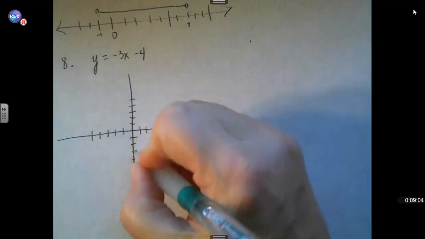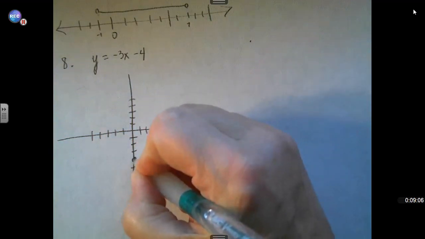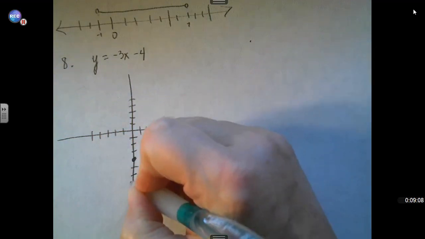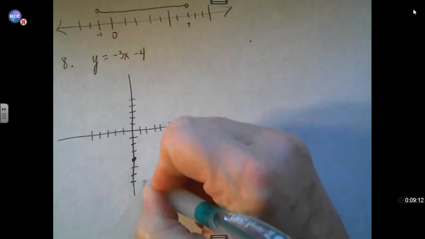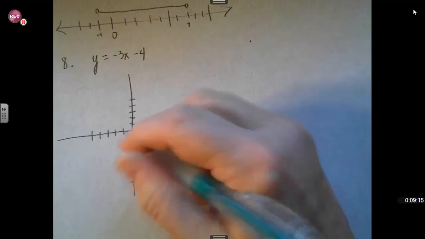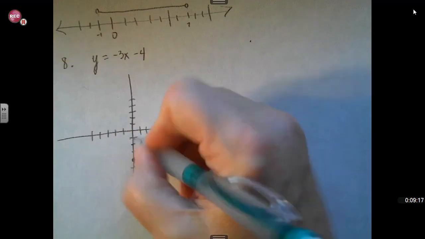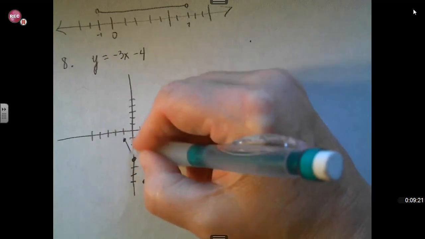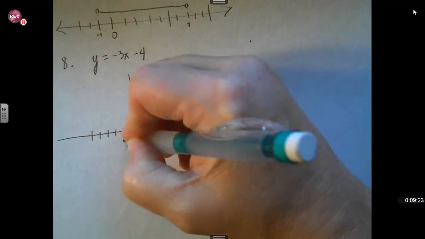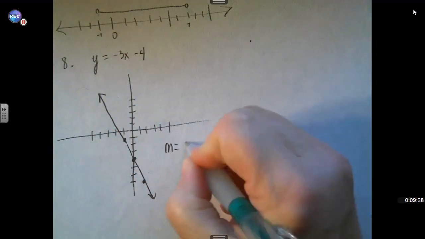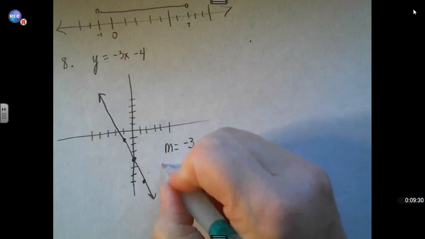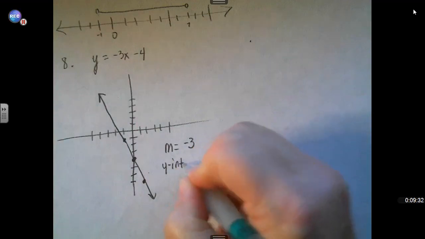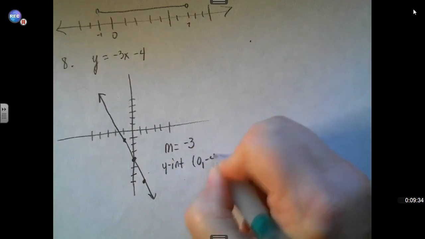My intercept is -4. My slope is -3. So I'm going to rise -3, and I'm going to run +1. Or I could have risen +3 and run -1. And that's my line. And then it says identify the slope. The slope is -3. And the y-intercept is 0, -4.